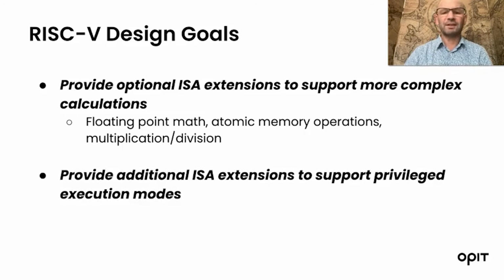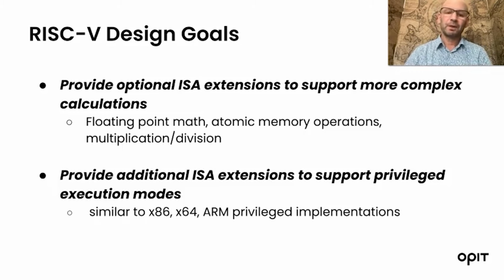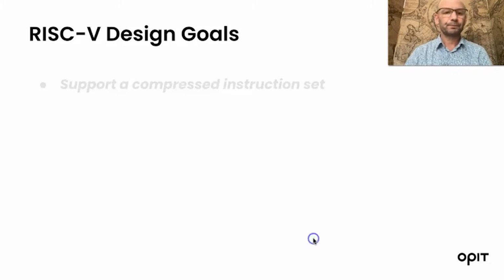Also to provide additional ISA extensions to support privileged execution modes, so in situations where security is more of an issue. And this is similar to the x86 and x64 and the ARM privileged implementation. So again, not part of the base architecture, but fairly easily added on using an extension.